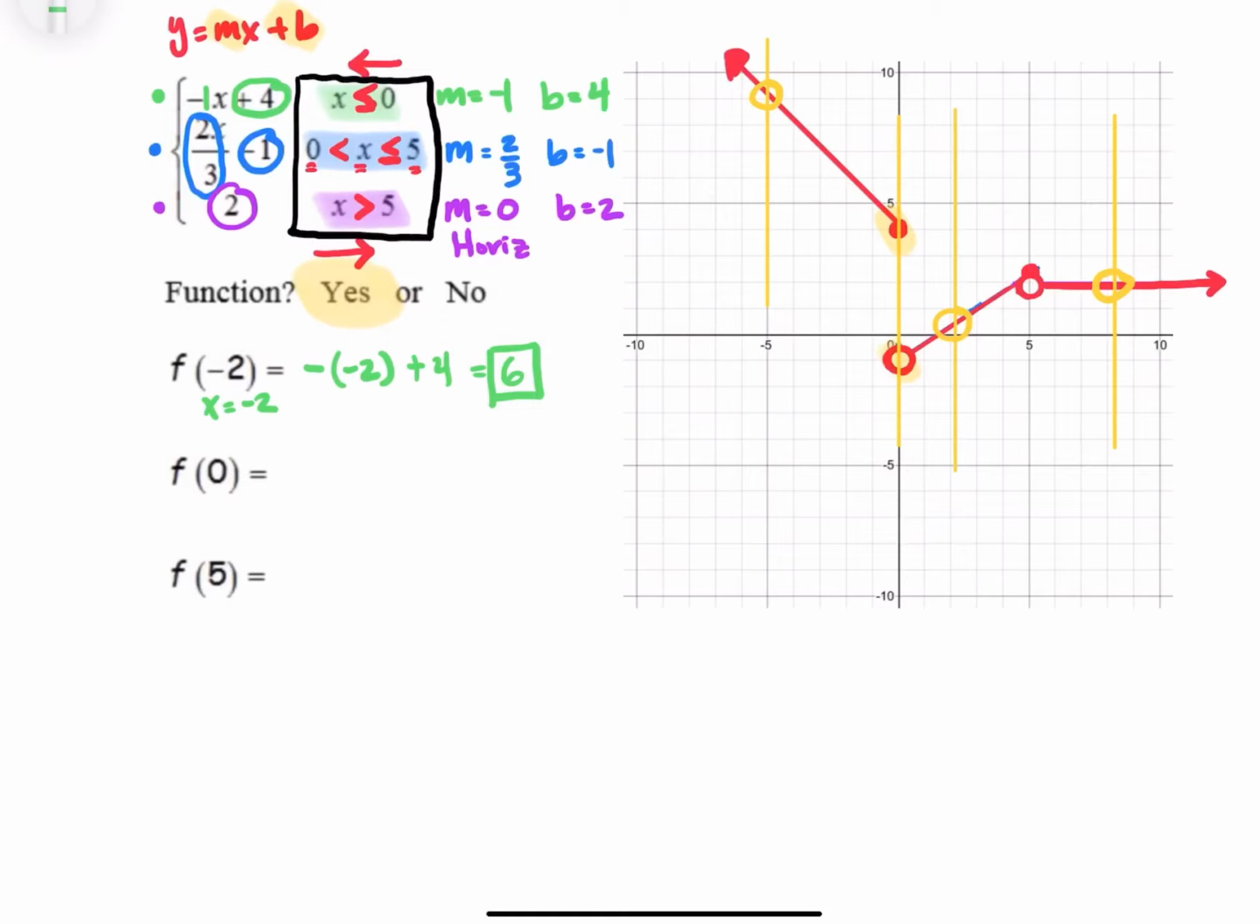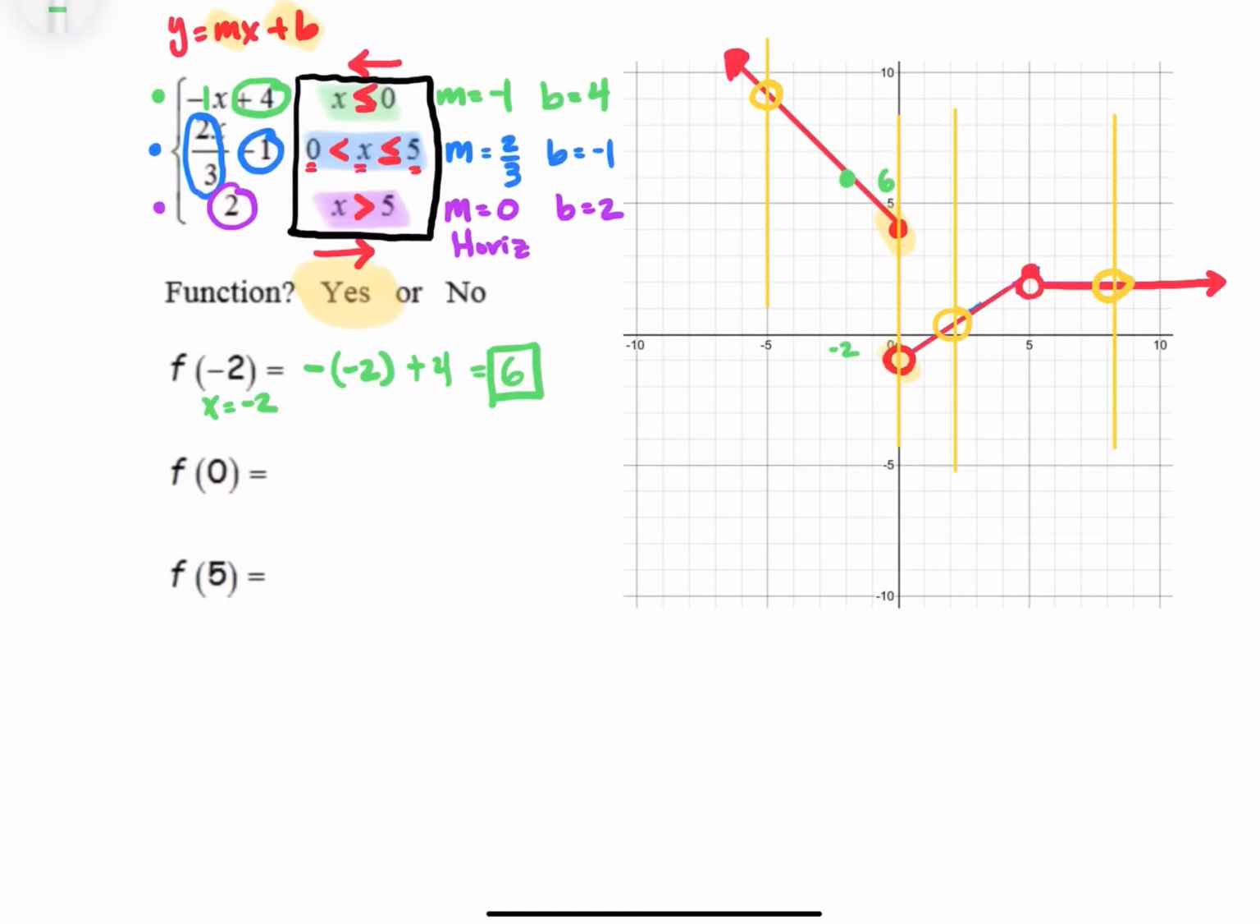Now, if you want to take a look at it in terms of the graph, what I'm going to do is look for -2, which is located right over here, and look for the point where it crosses the graph. Well, it crosses the graph right over here, and if we take a look at the y value, the y value is 6, and that's the same thing that we got.